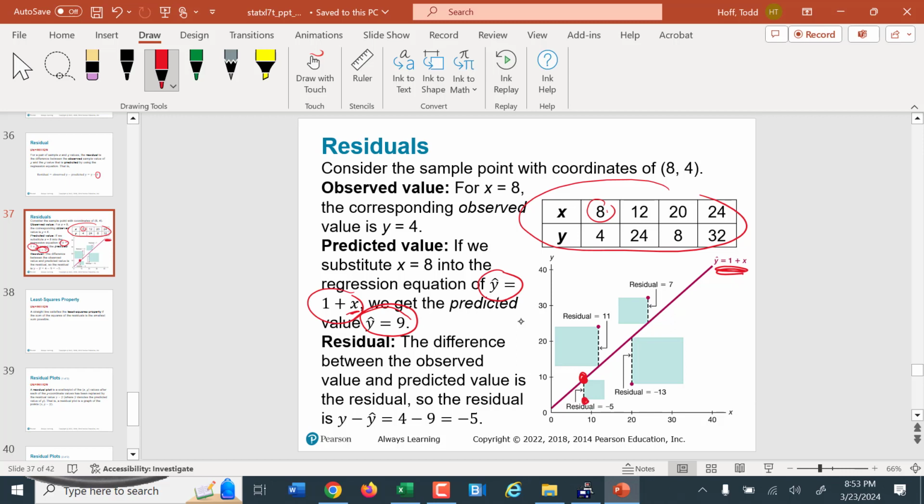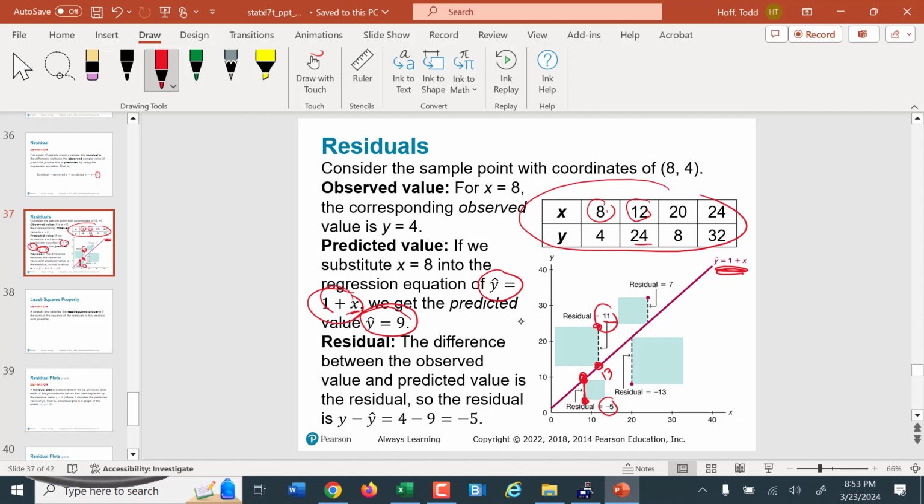But y is actually 4. So the residual there is negative 5 because the actual value or the observed value is 5 units below the line. For x equals 12, well, 1 plus 12 is 13. This predicted value is 13. The actual value is 24. That's a difference of 11. It's 11 units above the line, so it's a positive 11 residual.